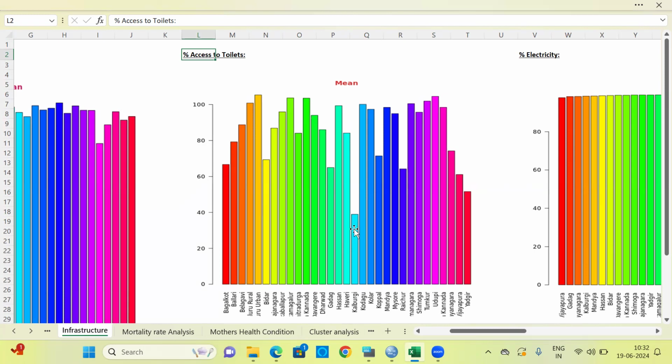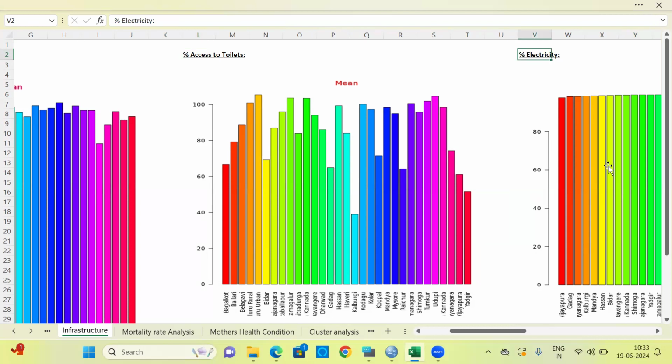As you can see here, the shortest bar is for Kalburgi, which means that barely 40% of people have access to toilets in the district of Kalburgi. I also see that Yadgir district is not doing that well. Which are those districts which are doing well? Bengaluru Urban is doing quite well. You also see Udupi district doing quite well when it comes to percentage of access to toilets.